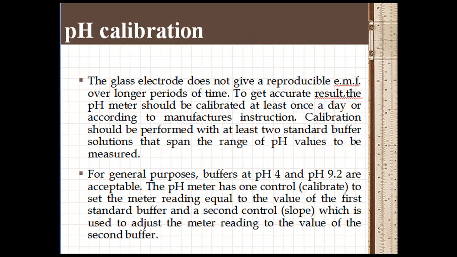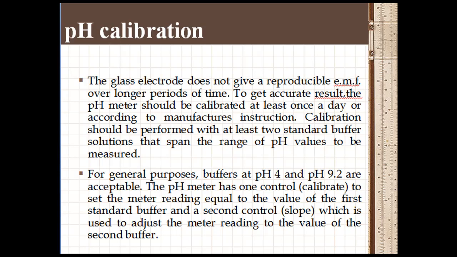pH calibration. The glass electrode does not give a reproducible electromotive force over a longer period of time. To get accurate results, the pH meter should be calibrated at least once a day or according to manufacturer's instruction. Calibration should be performed with at least 2 standard buffer solutions that span the range of pH values to be measured. For general purpose, buffers at pH 4 and pH 9.2 are acceptable.